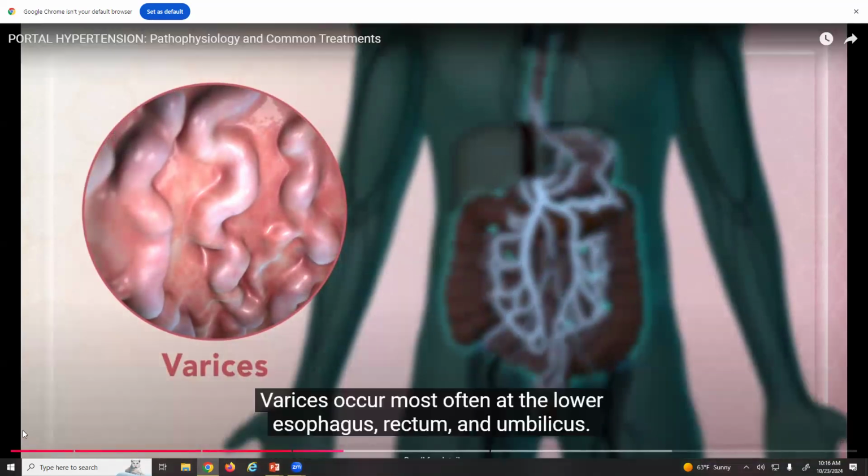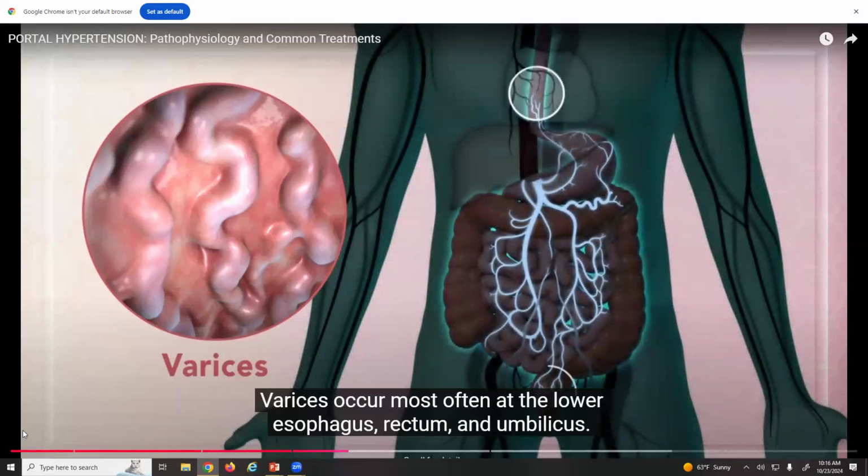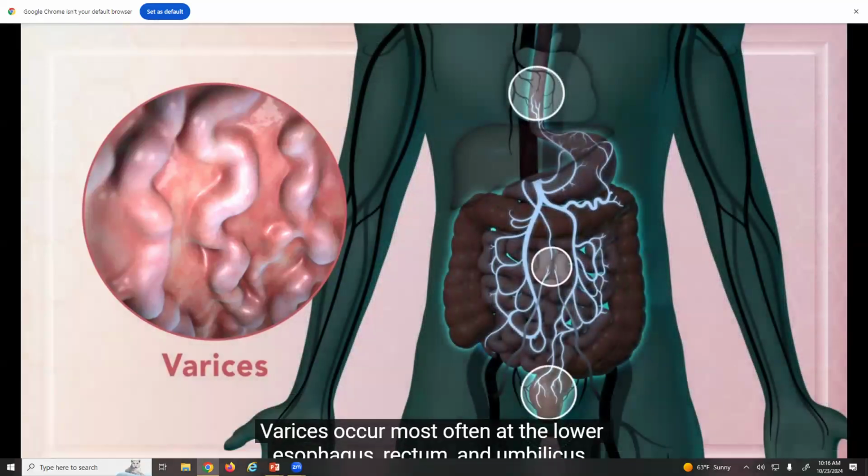Okay, so varices, has anyone seen anyone with esophageal varices? The big thing we start to see is with end-stage liver cirrhosis, liver disease, whatever it may be. It can be very dangerous, and it's not just in your GI tract, but it can also happen in your esophagus. Varices occur most often at the lower esophagus, rectum, and umbilicus.